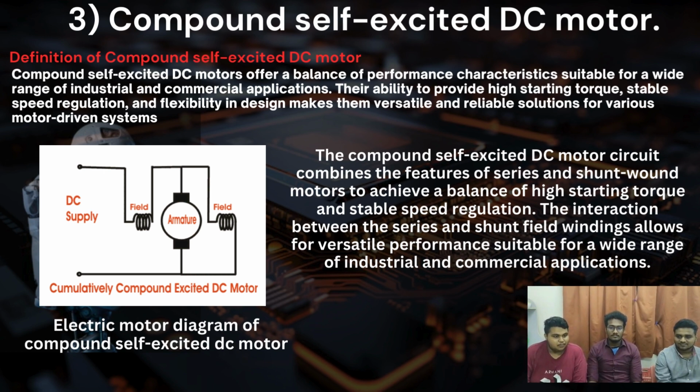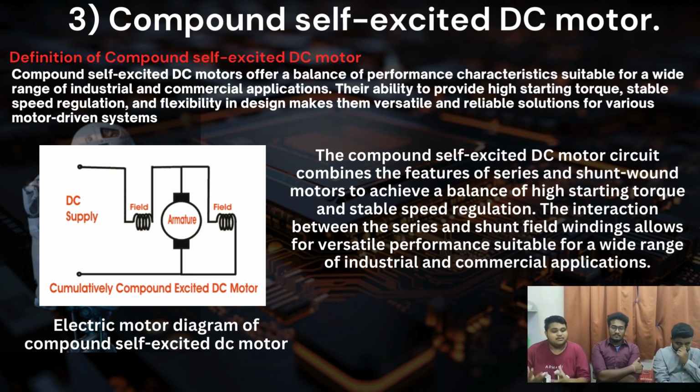Compound self-excited DC motor. Definition of compound self-excited DC motor. Compound self-excited DC motors offer a balance of performance characteristics suitable for a wide range of industrial and commercial applications. The ability to provide high starting torque, stable speed regulation, and flexibility in design makes them versatile and reliable solutions for various motor driven systems.